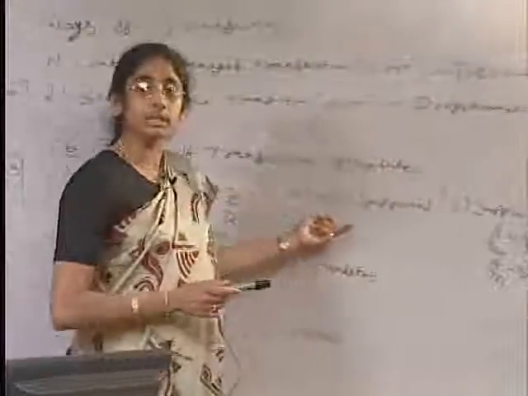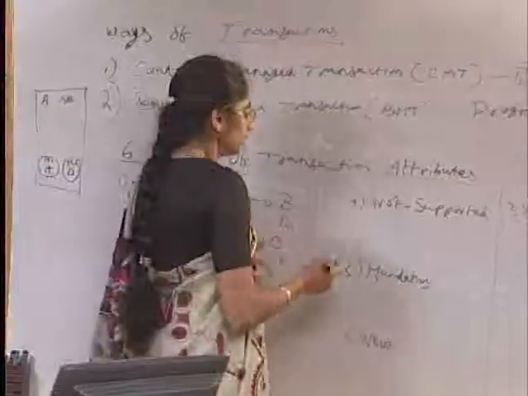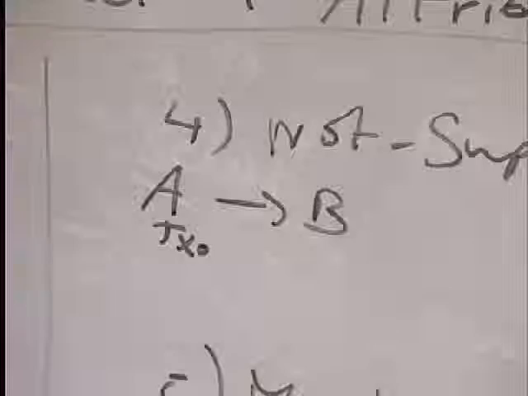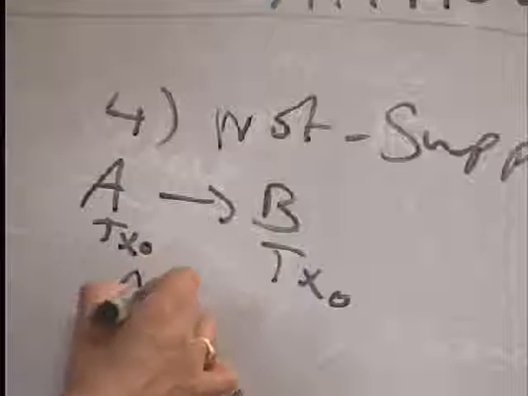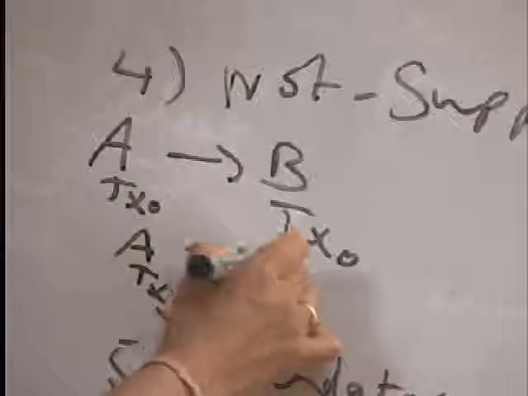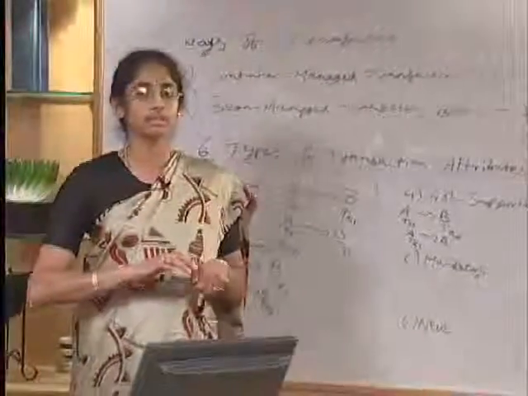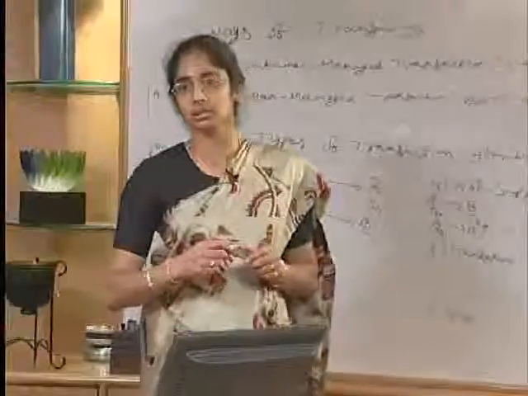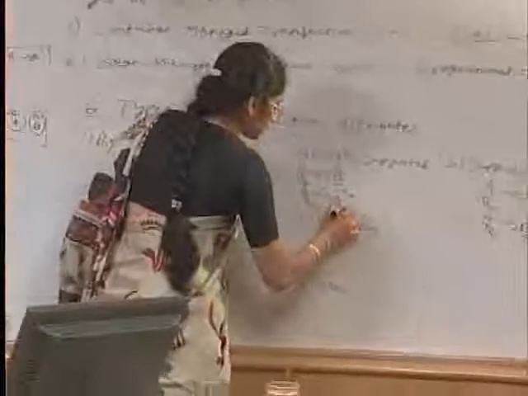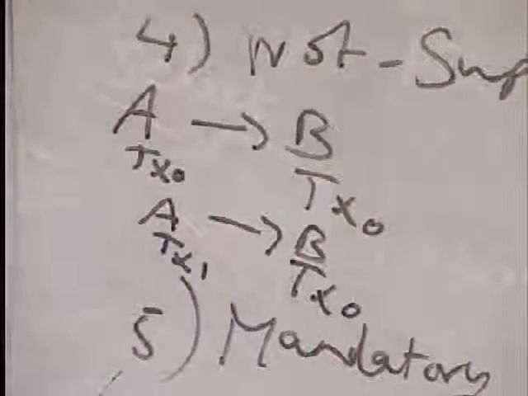Moving over to not supported. Let's assume A is not under a transactional context, calls B, which has been specified as not supported. B also does not have a transactional context. If A is under a transactional context, calls B, since B has been specified as not supported, it means even if the transactional context is there, I do not want to come into a transactional context. So therefore, B still does not have a transactional context.